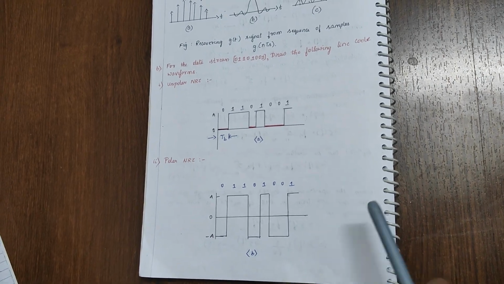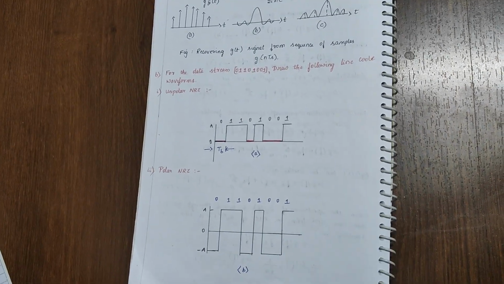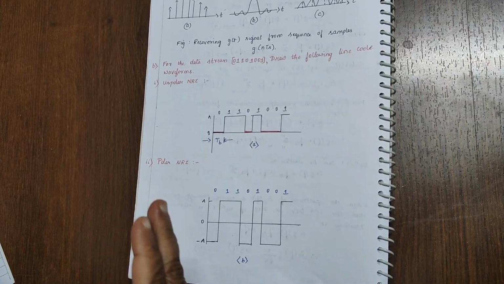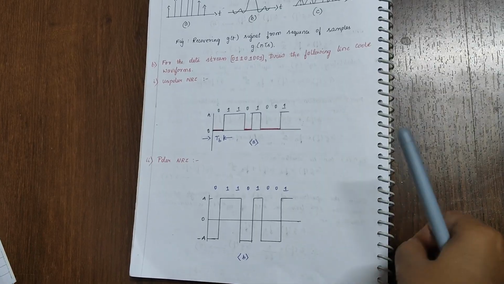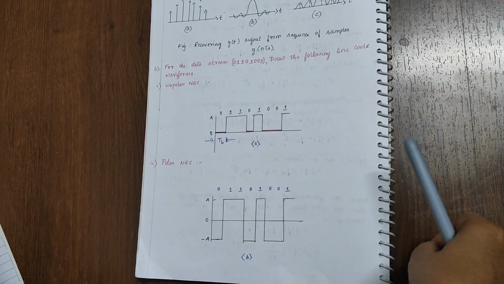Hello everyone. Today we'll be learning an important topic: line codes. A line code converts digital data into a waveform which is suitable for transmission over a communication channel.